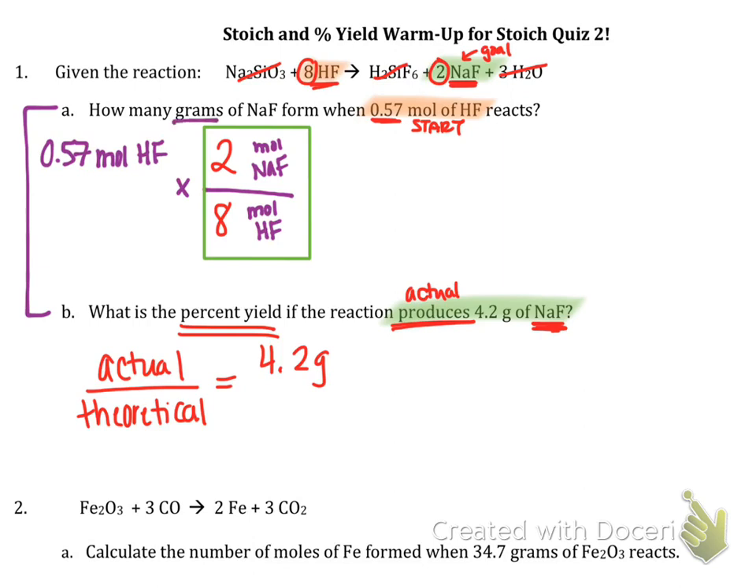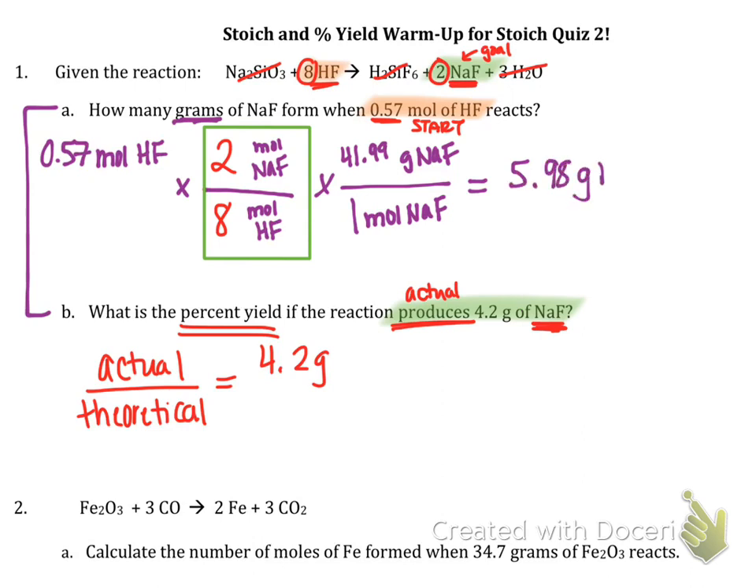The question asks for grams, so we have to go one more step. So for every 1 mole of this compound, it weighs how much? So you're going to take sodium, add fluorine, and I believe it's going to be 22.99 plus 19 is 41.99. So if you do the math here, so you type it into your calculator, I believe you are going to get 5.98 grams of NaF.